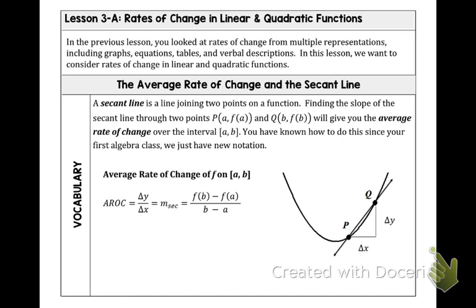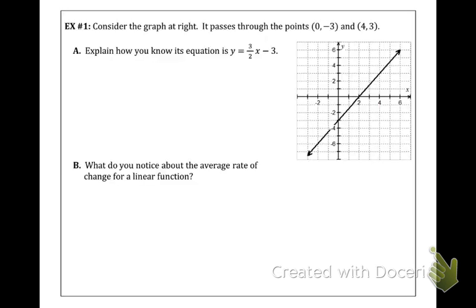So remember we talked about secant lines from geometry. A secant line in this case is a line joining 2 points on a function. If I can find the slope of the secant line, which we know how to do very easily, it's going to give us the average rate of change over any interval from a to b. Average rate of change is just change of y over change of x, the slope of the secant line. We've seen this notation already: f of b minus f of a all over b minus a. So again, nothing new. Now we're just adding in the idea of having that secant line.